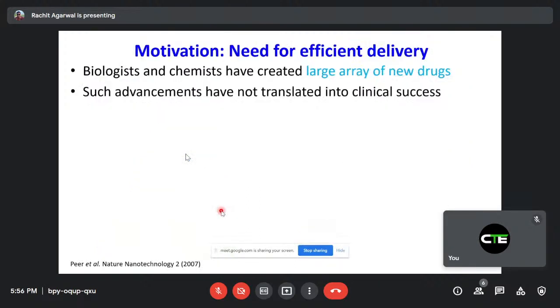Before I go into that, I just wanted to give you some motivation of why bioengineering would be useful for any of these applications. As I understand, this is a bioengineering forum, and there are people from a biotechnology background as well as people from non-bio backgrounds, from engineering and other sciences. Frankly, over the past couple of decades, biologists and chemists have created a very large array of new drugs, and they're extremely potent drugs. However, such advancements have not really translated into clinical success.